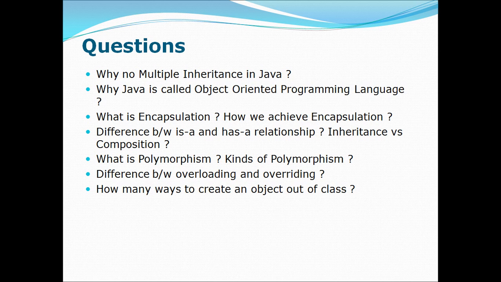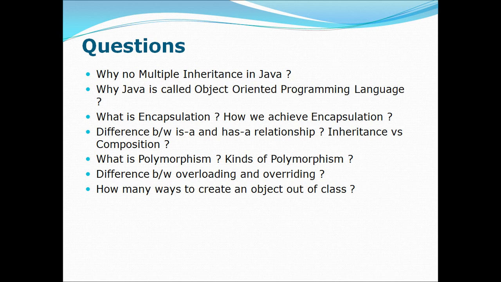Now, what is polymorphism? Polymorphism means many forms. What are the kinds of polymorphism? Compile time and runtime. Compile time is overloading, and runtime is overriding. Difference between overloading and overriding: in overloading, we must change the parameter list. In overriding, we must not change the parameter list.